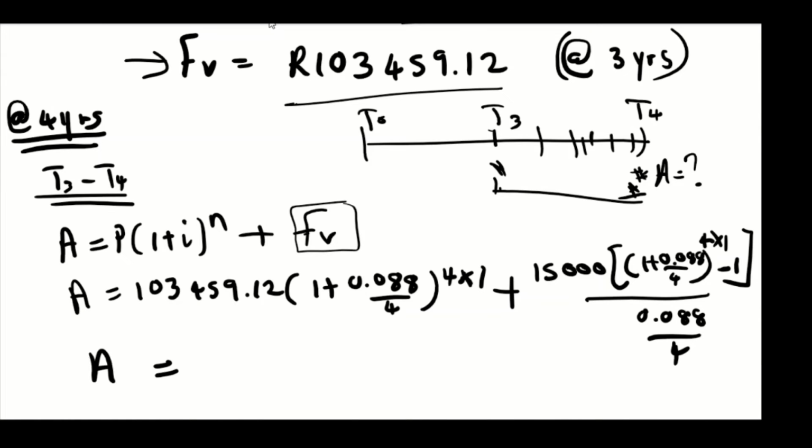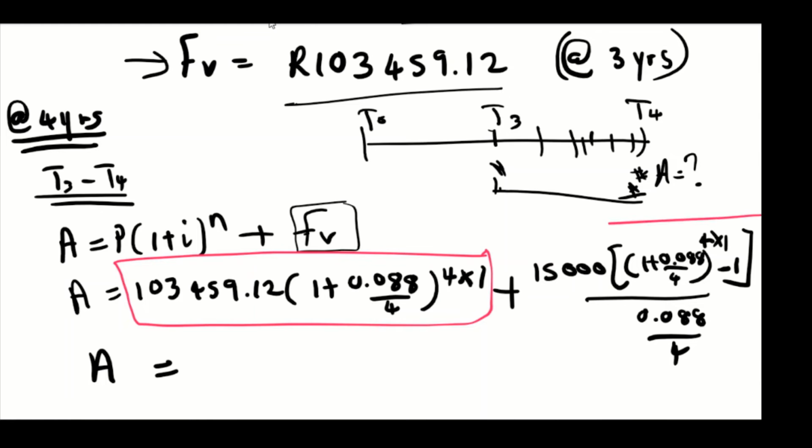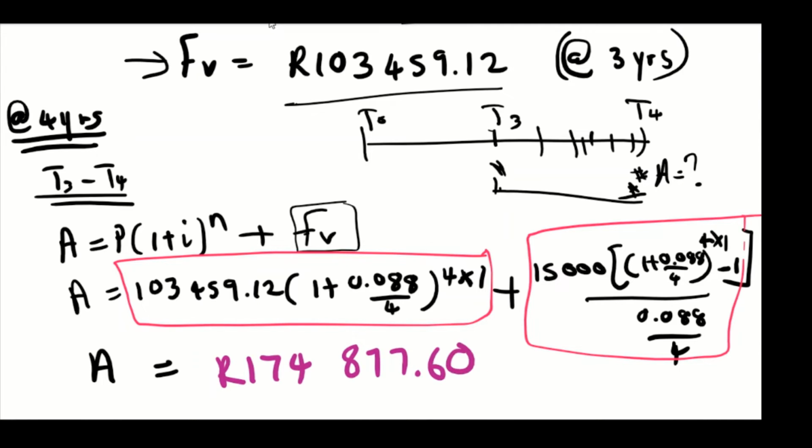So for the amount now, you can punch the entire thing in the calculator if it's possible, or you can punch this first section here and then add it with this section here, right? And then find your amount. So the amount that I got is 174,877.60. So that is the amount that would be accumulated in 4 years after the withdrawal was made.